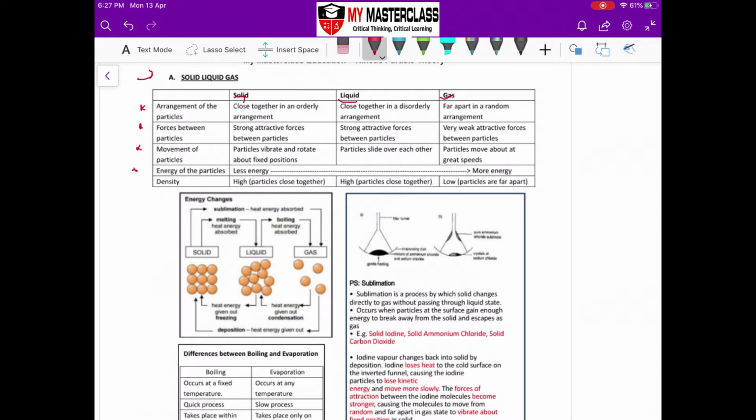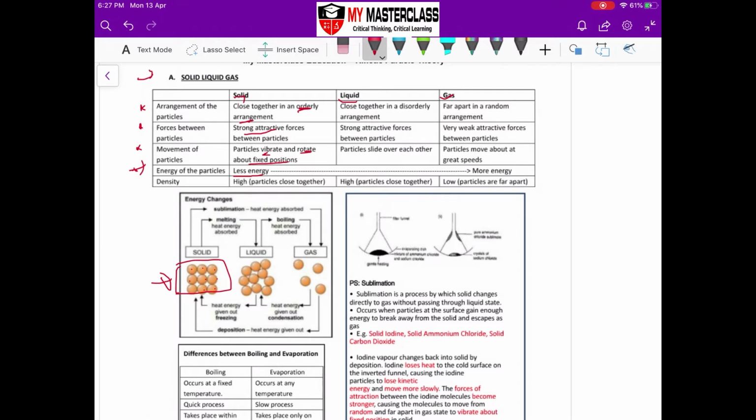For solid, they are arranged in an orderly manner, there is very strong attractive force, and they vibrate and rotate about fixed position. The energy we are talking about is kinetic energy. Because solid particles are vibrating about fixed position, they have the least amount of kinetic energy. When we draw the solid arrangement, we draw them vibrating and regularly arranged in fixed position, something like this over here.